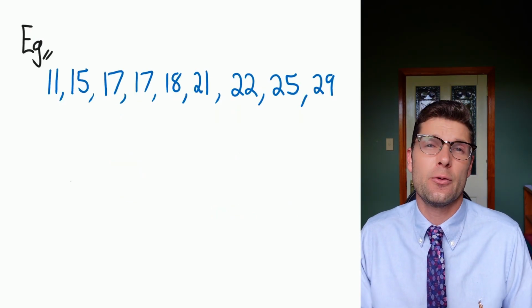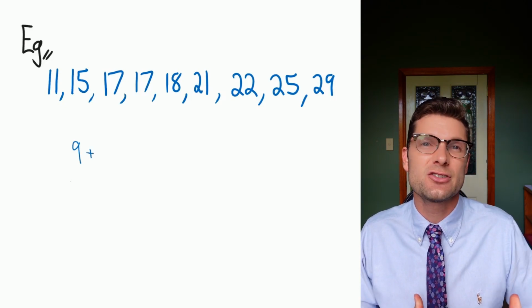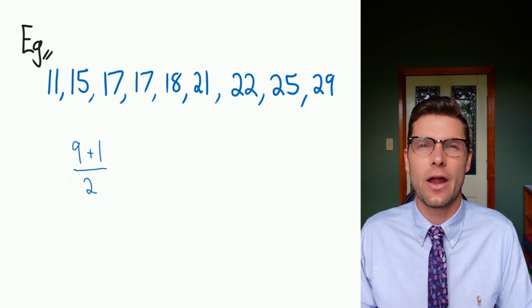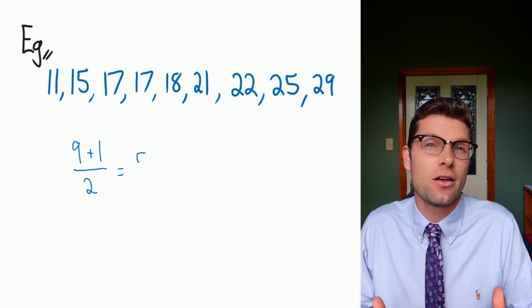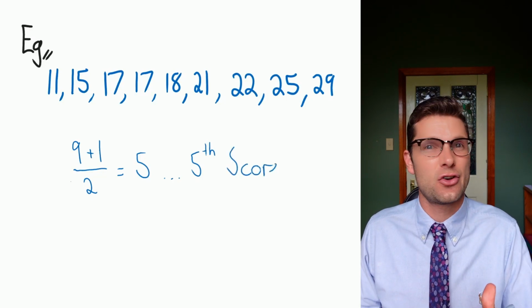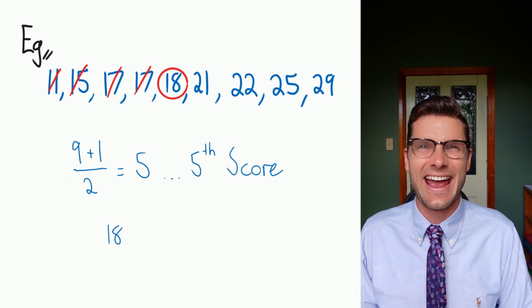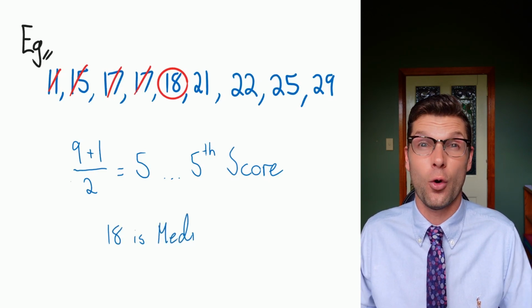So just another example with slightly more numbers. For this one, I've got 9 scores in total. So if I go 9 plus 1 divided by 2, that's equal to 5. This is saying that the 5th score along the data set is the median. So if I just cross these off, 1, 2, 3, 4, 5, I get the answer 18. And that is the median for this data set.